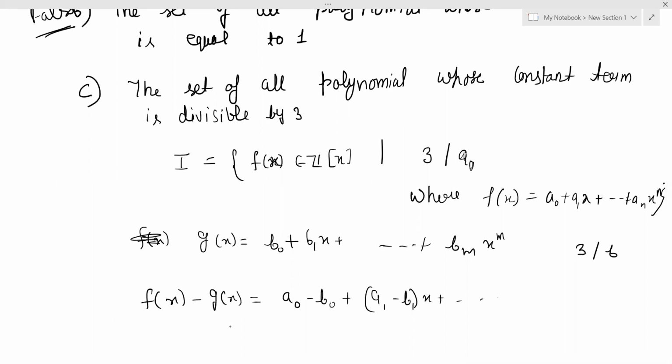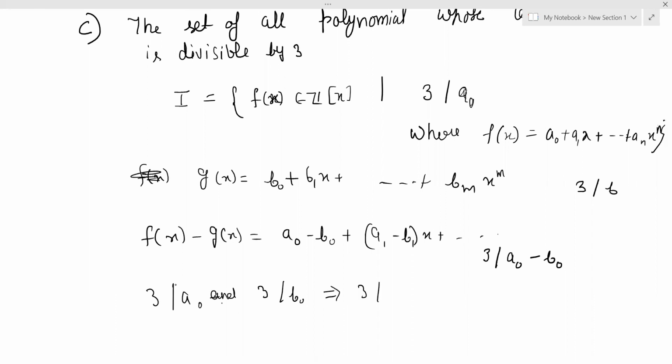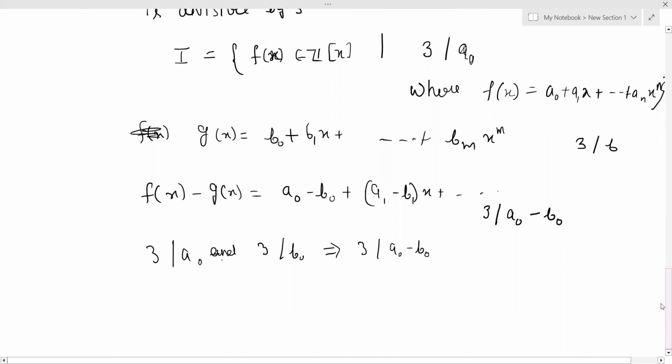Now we want to show that 3 divides a0 minus b0, right? How will you show? 3 divides a0 and 3 divides b0 implies 3 divides a0 minus b0. So that's why. Now there is also another condition, because you have to check this is an ideal. So you check this is an additive subgroup. So how will you check this is an ideal?